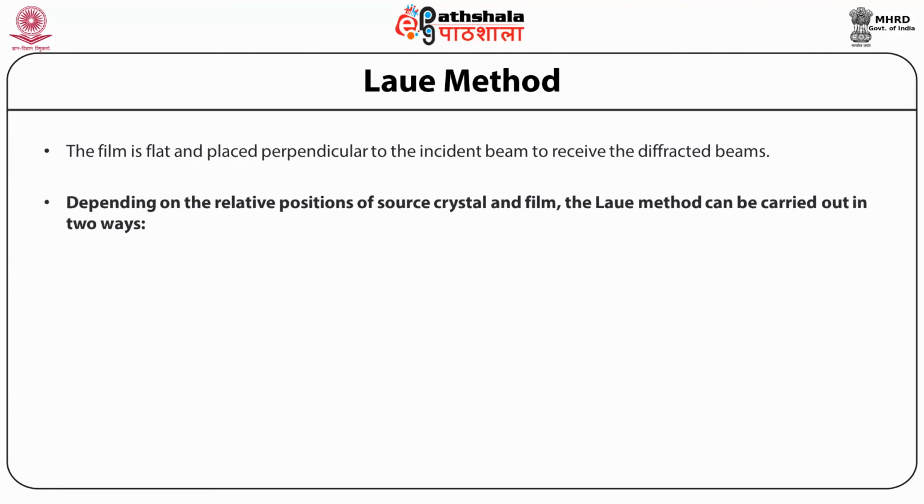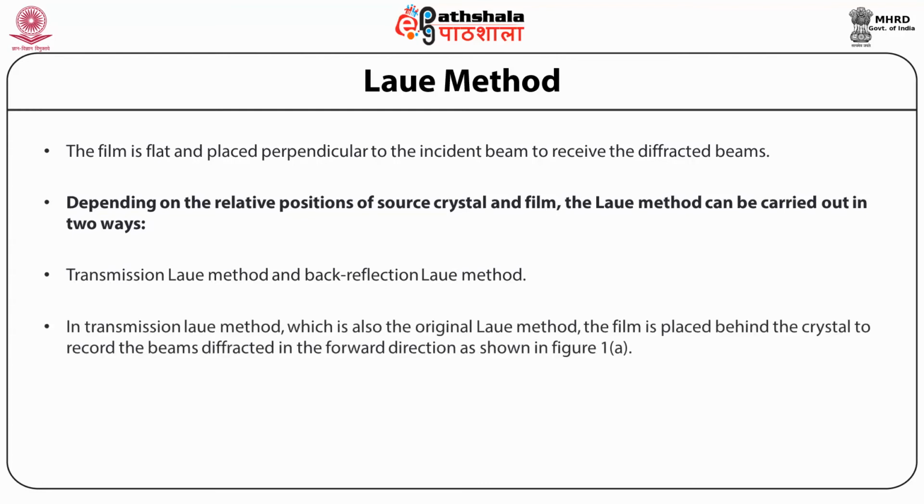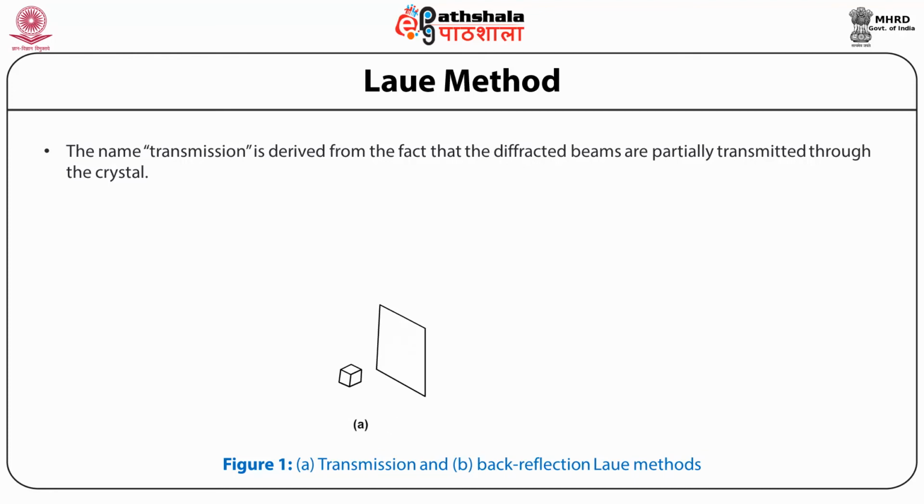Depending on the relative positions of source, crystal and film, the Laue method can be carried out in two ways: the transmission Laue method and the back reflection Laue method. The transmission Laue method is also the original Laue method. The film is placed behind the crystal to record the beams diffracted in the forward direction, as shown in figure 1a. The name transmission is derived from the fact that the diffracted beams are partially transmitted through the crystal.